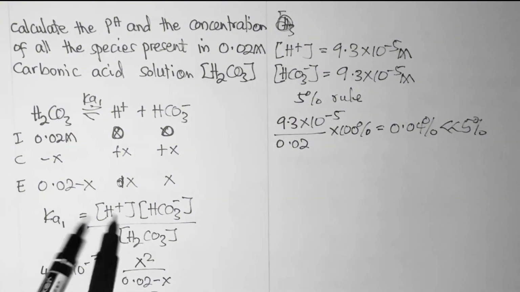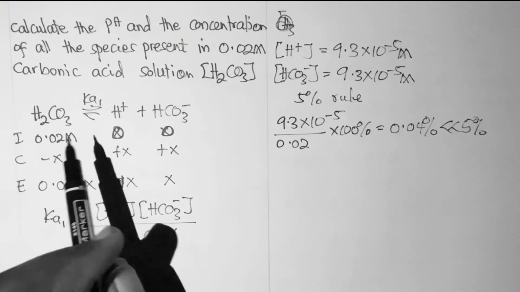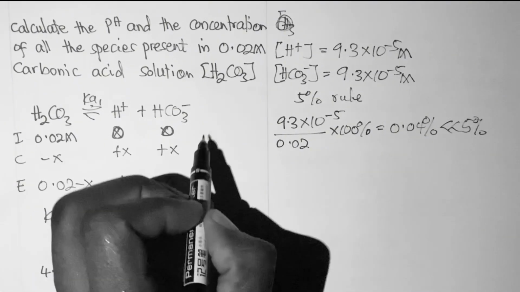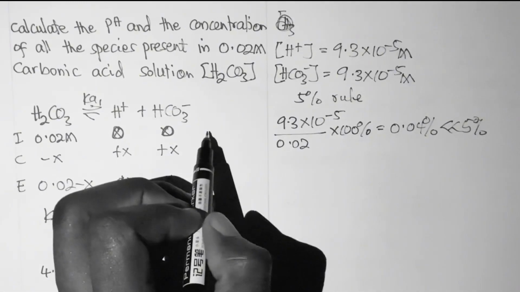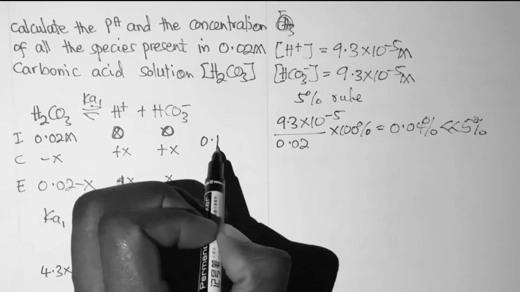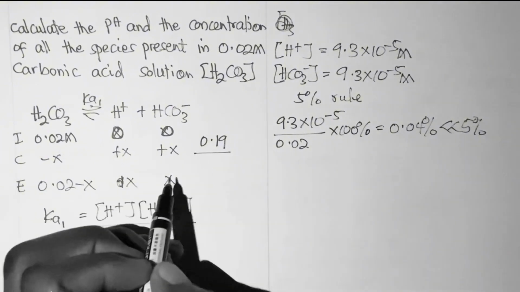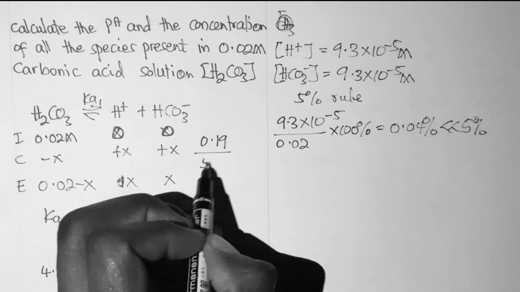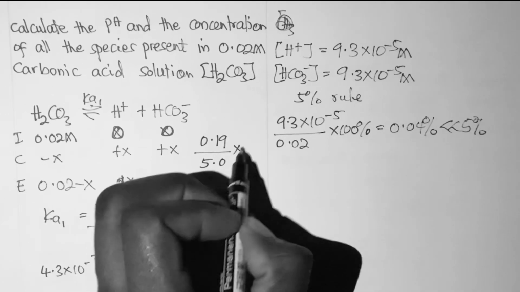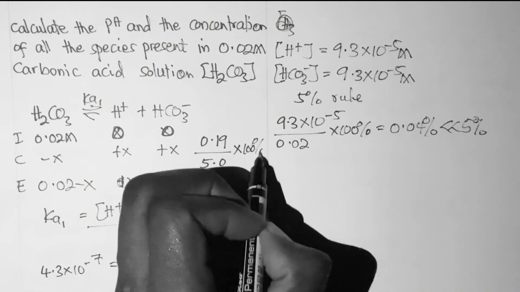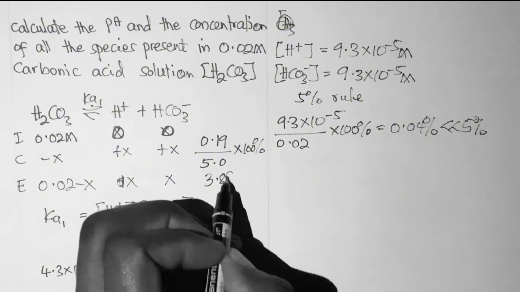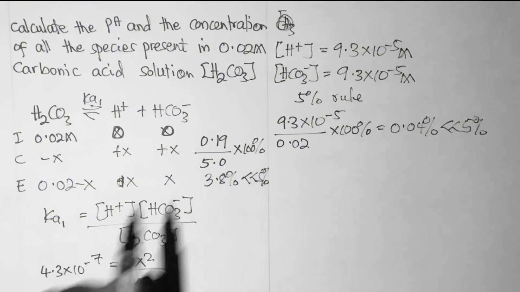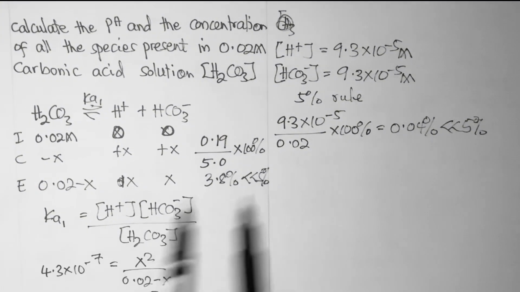Now, the question we did previously, we were supposed to check with the 5% rule. So let me just quickly do it here and we'll continue. We got the concentration of the H plus ions as 0.19, divided by the original concentration, which was 5.0 molar, then times 100%. If you do this, it is equal to 3.8%, and that is also far less than 5%, which is why our approximation was right.